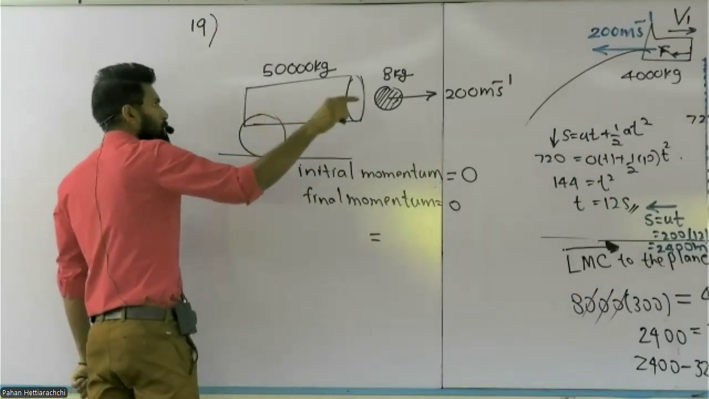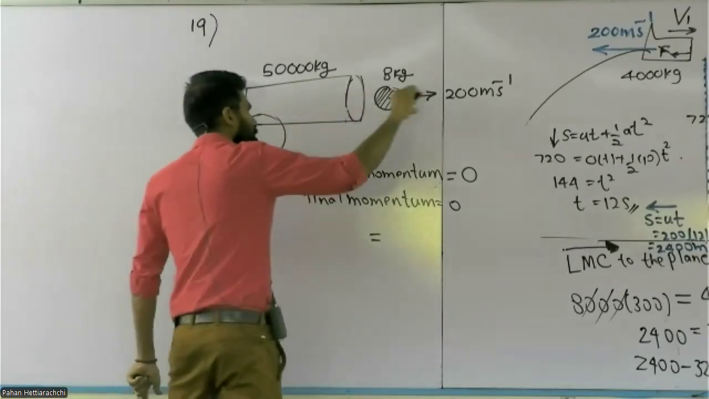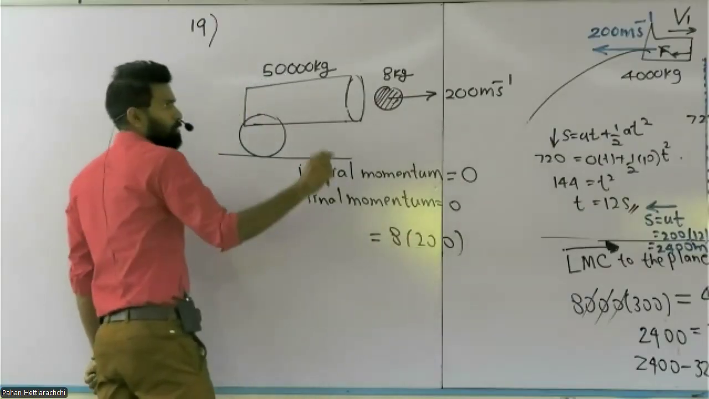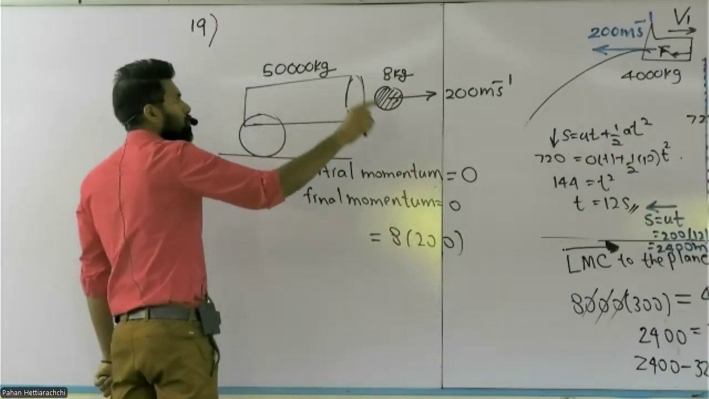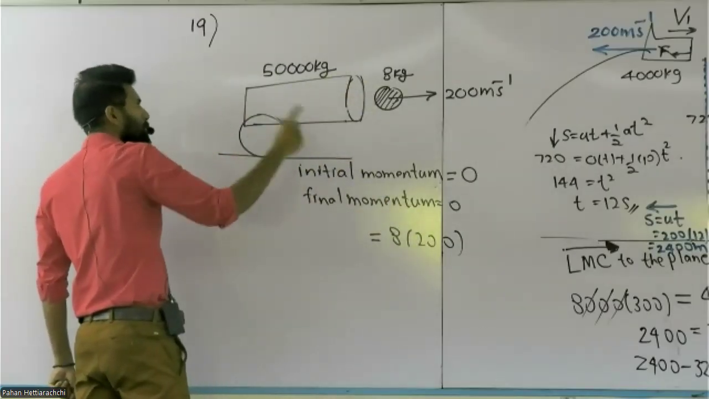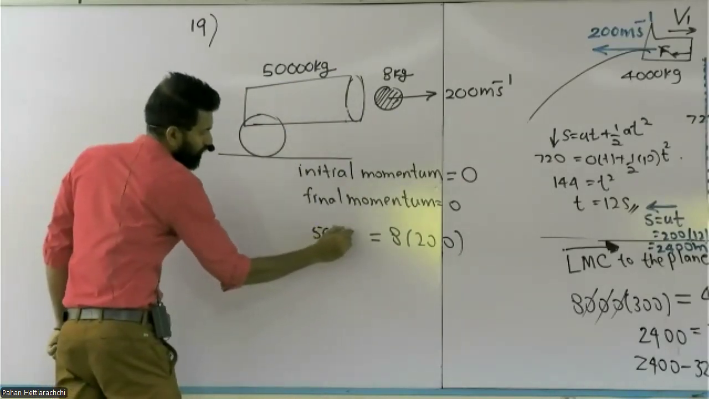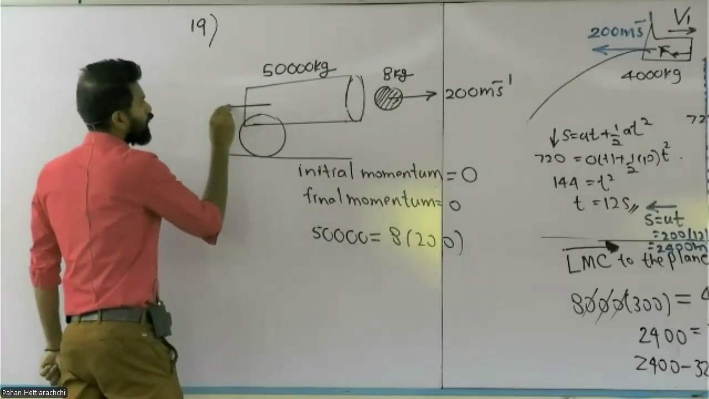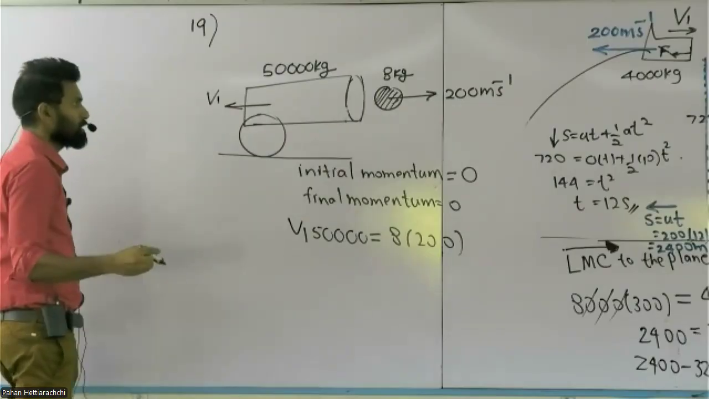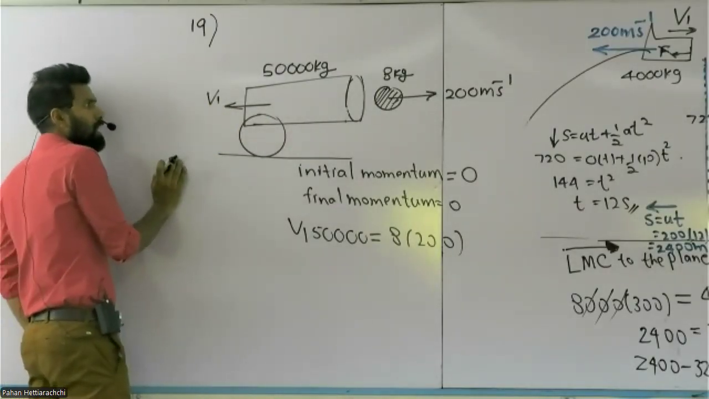How can the final momentum become 0? When the shell is fired, it will take a momentum to the front side, mass 8 into velocity 200. So the momentum gained by the shell, 8 into 200, should be cancelled by the momentum gained by the cannon in the opposite direction. Its mass is 50,000 and the recoiling velocity is v1. This phenomenon is known as the recoil process.